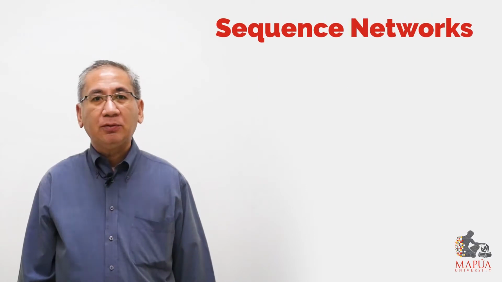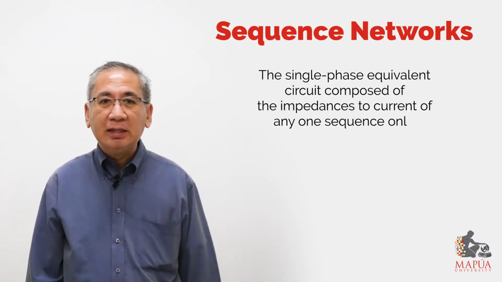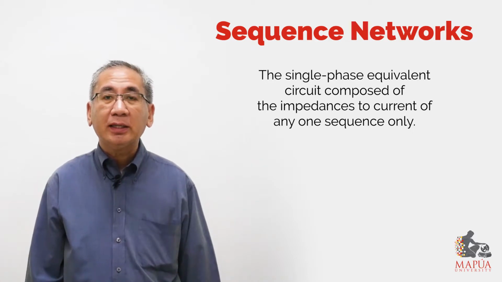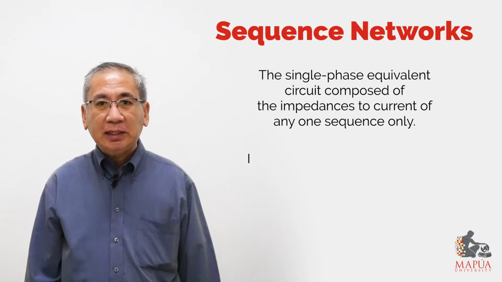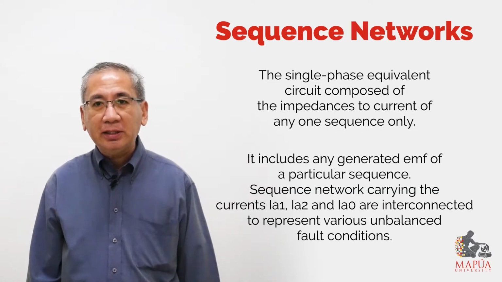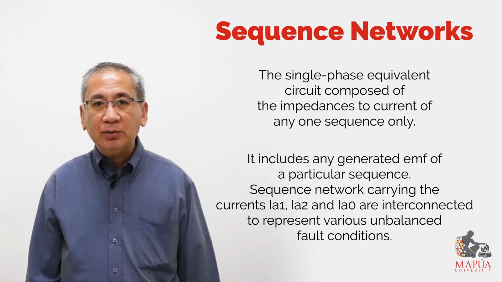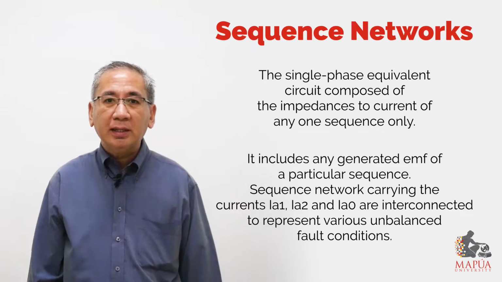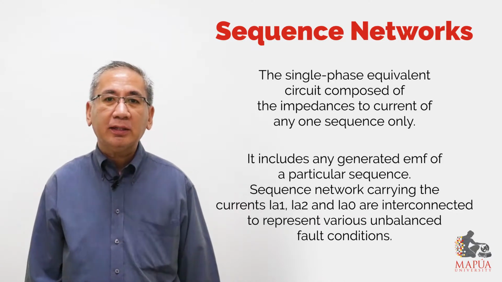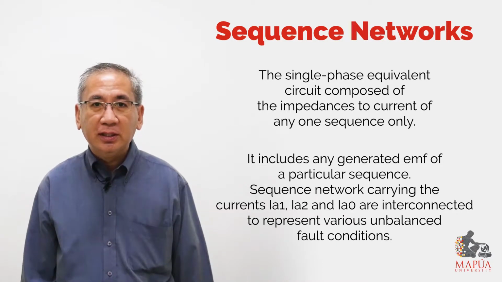Today we'll be discussing Module 7, which is the development of sequence networks. What are sequence networks? Sequence networks are single-phase equivalent circuits composed of the impedances to current of any one sequence only. The sequence network includes any generated EMF of a particular sequence. Sequence networks carrying the currents IA1, IA2, and IA0 are interconnected to represent various unbalanced fault conditions.